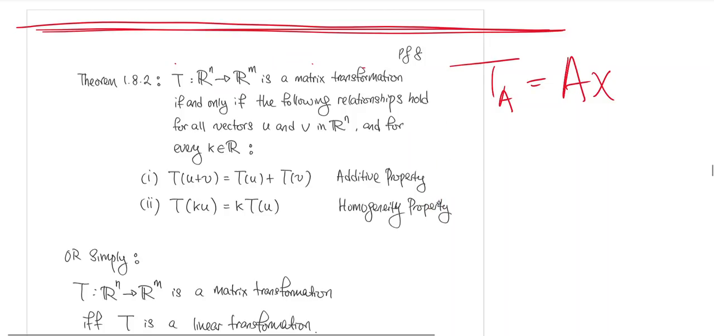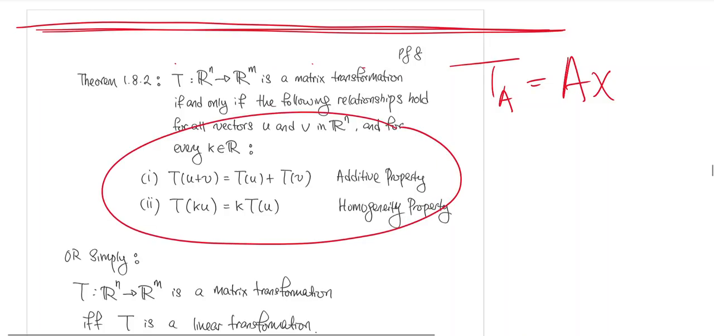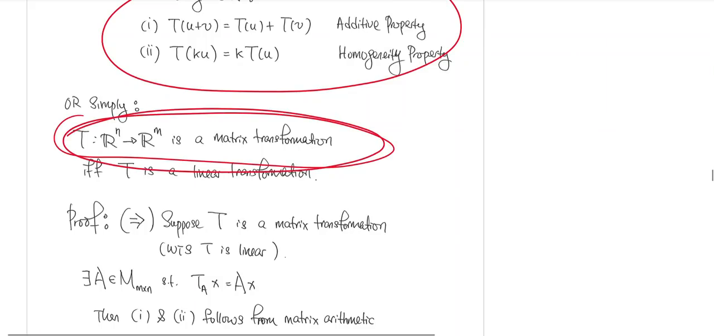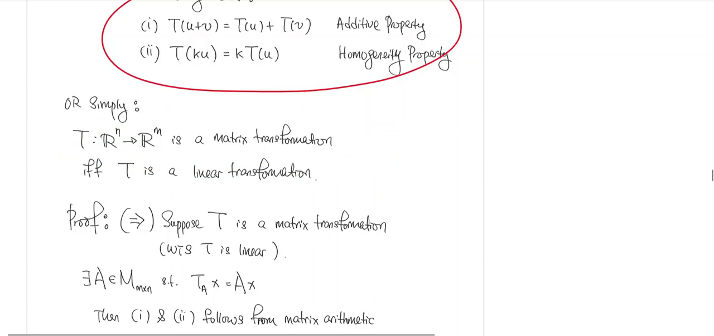You should by now see that these two properties are basically the definition of a transformation being linear. So another way to say this theorem is this: given a transformation, that transformation is a matrix transformation if and only if it is linear.